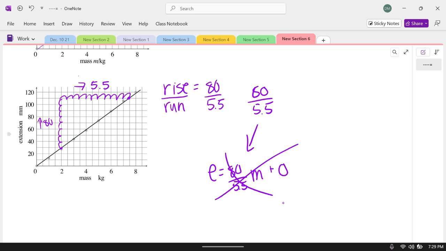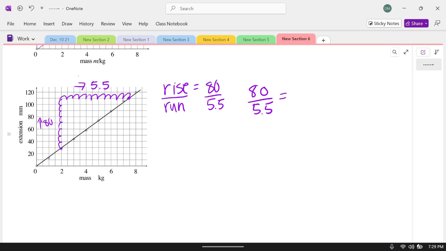But that's wrong. Why is that wrong? Why is your science teacher making you take this fraction and say that's not right when it is equivalent to 14.55? Why is your science teacher saying this is the answer, not this?